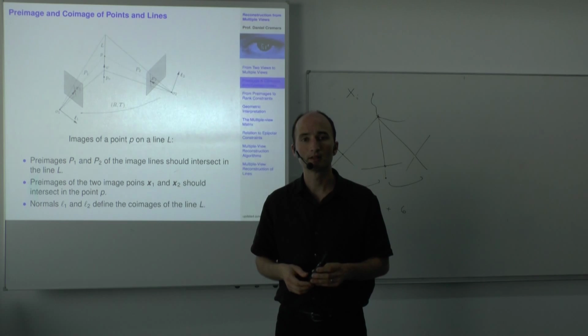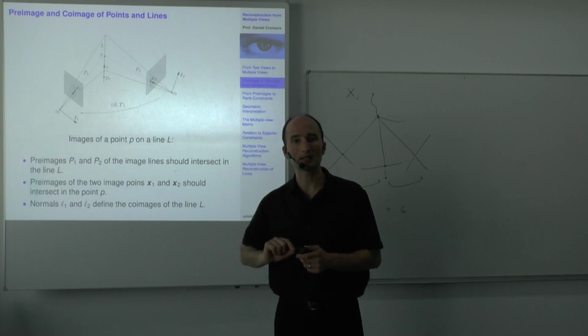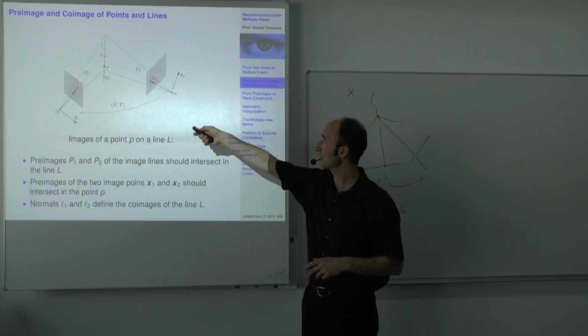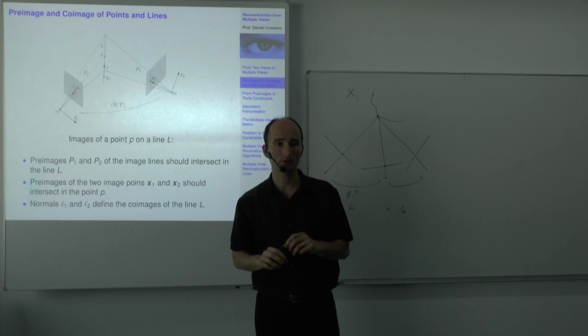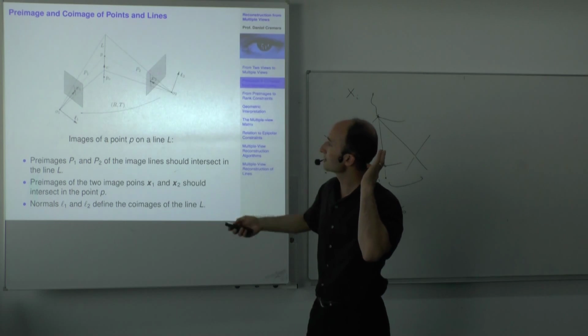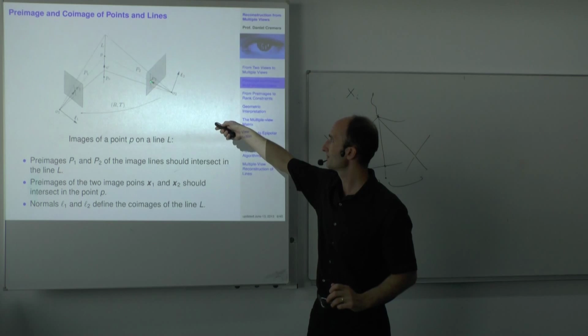Should the lines be straight? Yes, straight lines. So it's not a curve but a straight line. That is a straight line in R3 that is then imaged from multiple views. And here's the thing. Assume you see a point in 2 images.